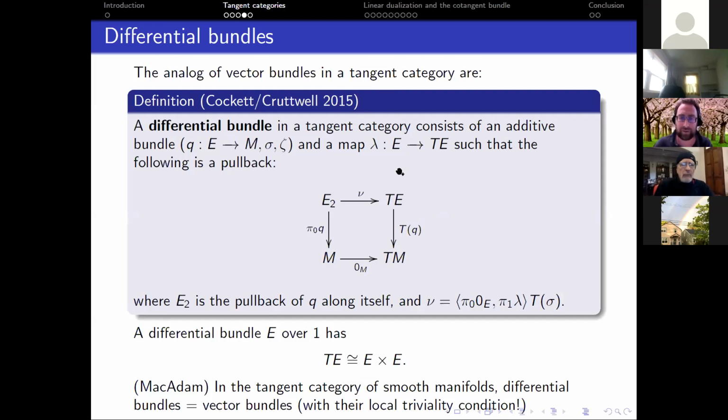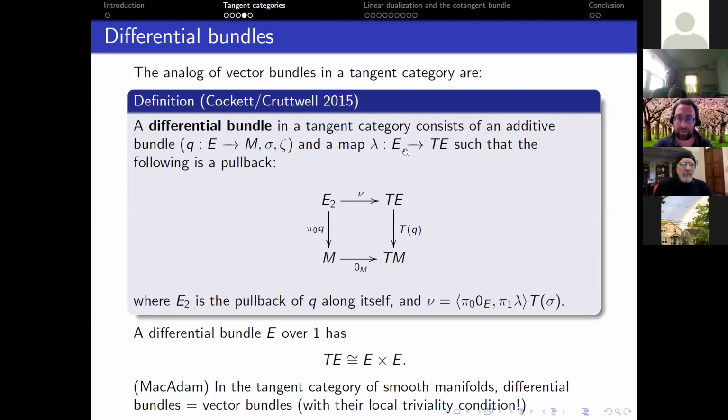And if you look at what a differential bundle over 1 is, it's just one thing with a single fiber, then you can prove that a differential bundle over 1 is essentially asking that its tangent bundle is isomorphic to E cross E. So again, we can express vector space axioms by directly asking something about their tangent bundle. And this is how we can phrase it for a general bundle to be a differential bundle.